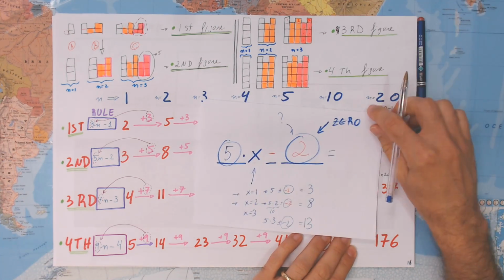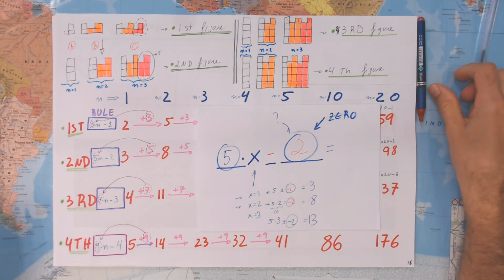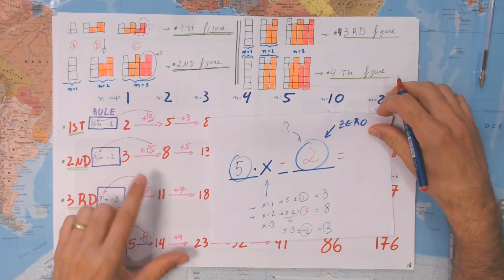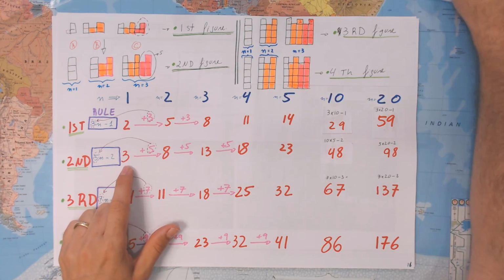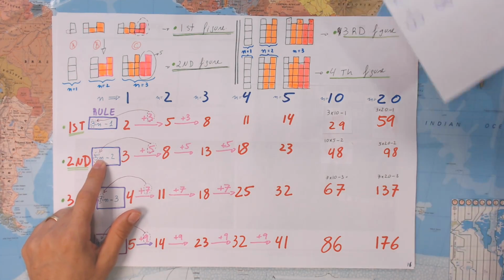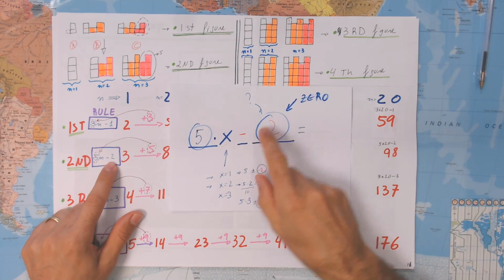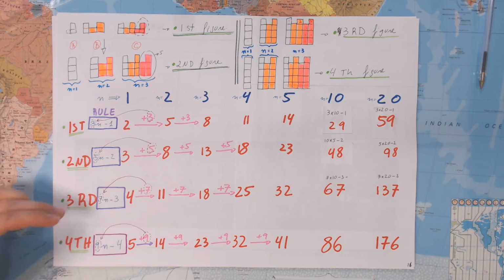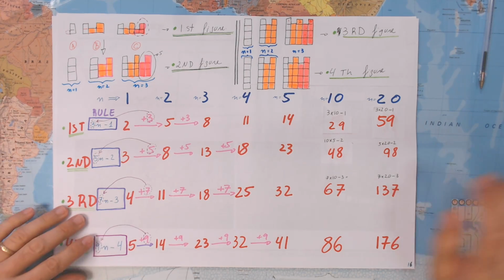You see? So that is why our equation to represent that sequence should be 5x minus 2, okay? And the same goes for every other kind that we're trying to find. Let's see another sequence.